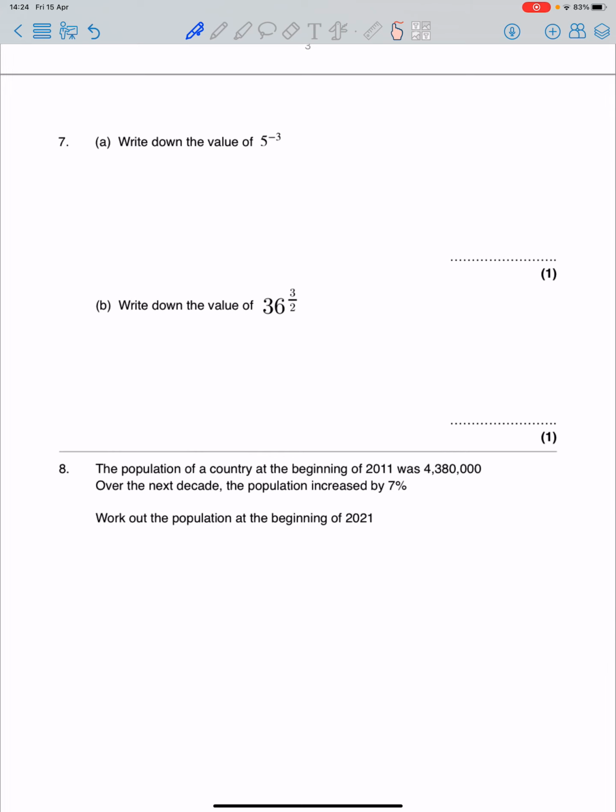Next, write down the value of 5 to the power of minus 3. Well, we can just use our calculator to do this, and our calculator will give us 1 over 125. Now, again, if people want to know the index law, 5 to the power of minus 3, the negative means you do the reciprocal.